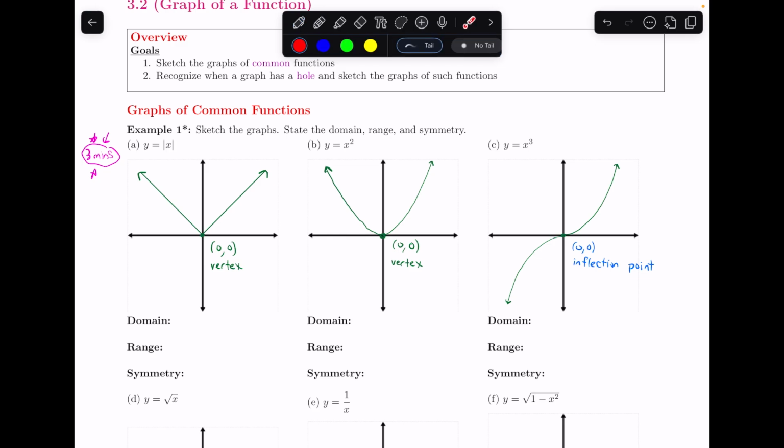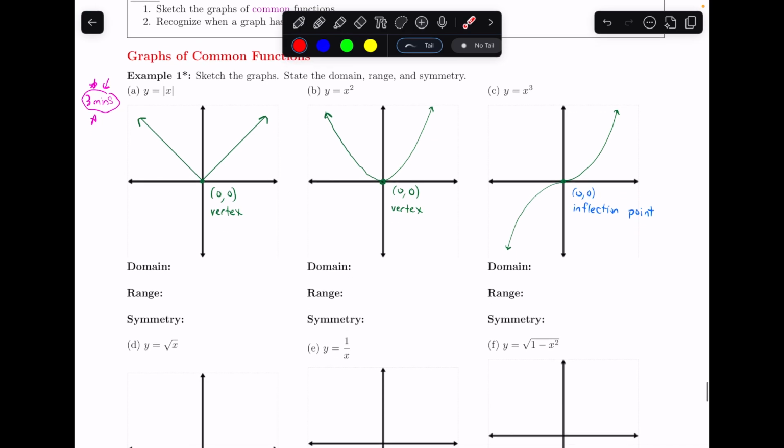An inflection point, you'll learn more about what these are in calculus, but the key idea is it's a point where the graph changes how it's curving. So on the left of the inflection point, the graph is kind of curving downwards, and then on the right, it shifts to curving upwards. So that shift in how it's curving is what classifies an inflection point.